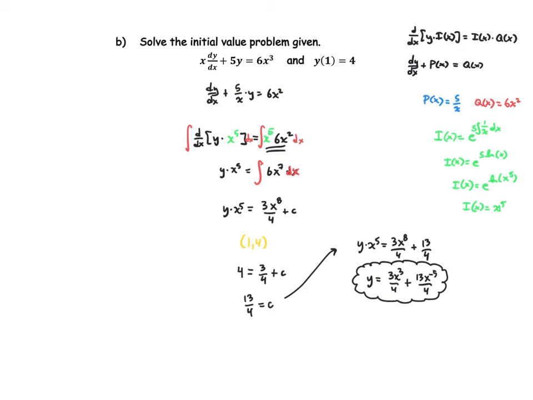Let's look at one more example. All right, here's a nice example. I really like it. I want to put this again in my form, dy dx plus p of x times y is equal to q of x.